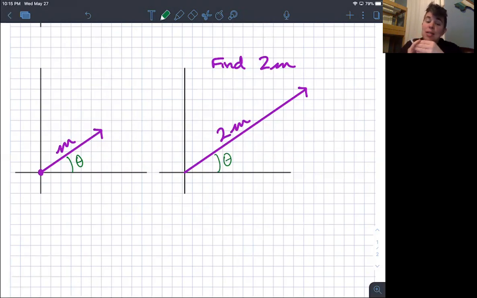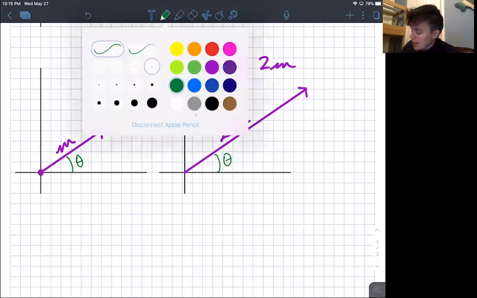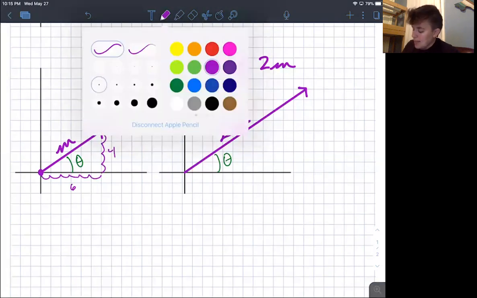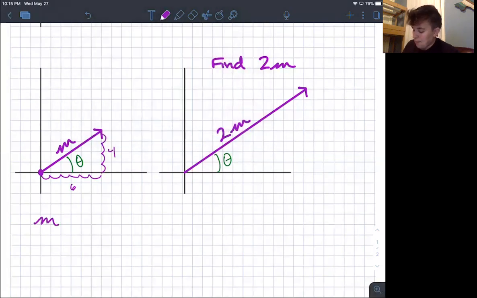I'm going to ask you to do this using the components, the x and y values of the vectors, the horizontal and vertical components, right? So let's go ahead and write these components. That's 1, 2, 3, 4, 5, 6. So that's 6 down there, 1, 2, 3, 4, and 4 right there. So what I can say is that m is equal to, remember for vectors we use the little pointy brackets, so that's going to be <6, 4>.